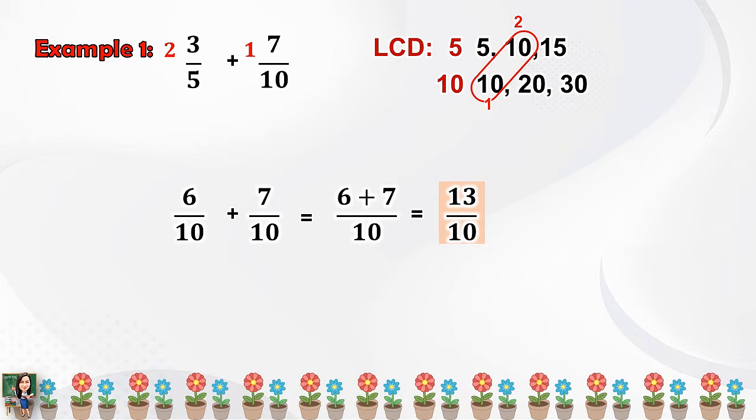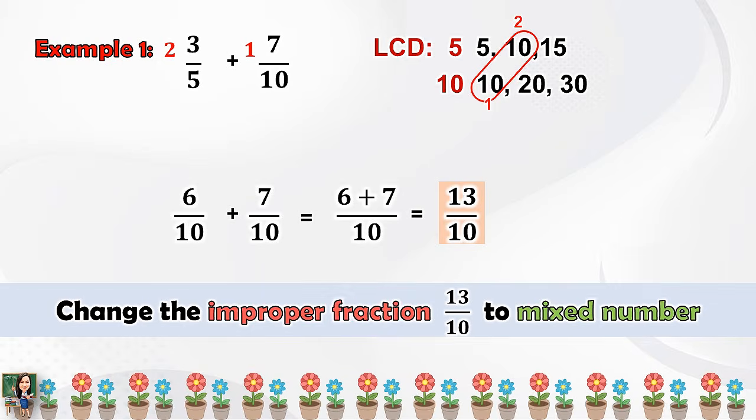13 over 10 is an improper fraction because the numerator is greater than the denominator. Change the improper fraction 13 over 10 to a mixed number. How to change it?